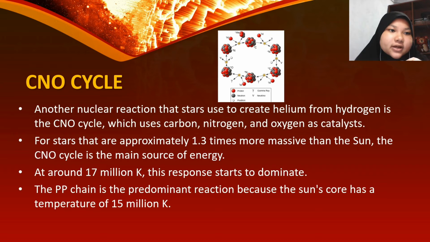than the Sun. This reaction becomes dominant at about 17 million K. The core temperature of the Sun is 15 million K, and so the PP chain is the dominant reaction.